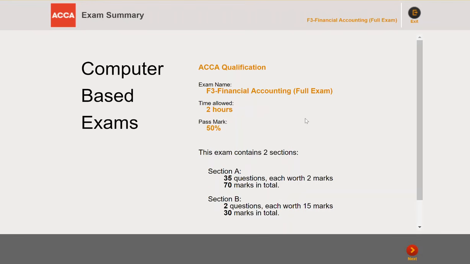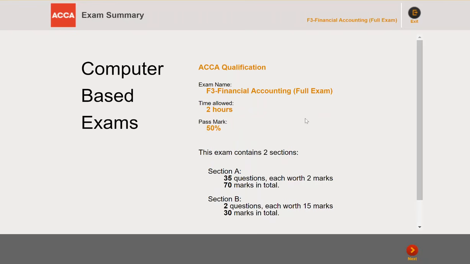Okay guys, today we are studying the ACCA F3 exam, which is the first financial accounting exam of ACCA. The purpose of this video is two things. One, answering questions efficiently, especially section B of the exam, which is the 15 marks questions. Many people struggle in section B of the exam. This is the reason why many people fail the F3 exam.